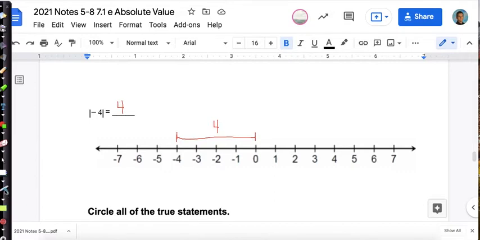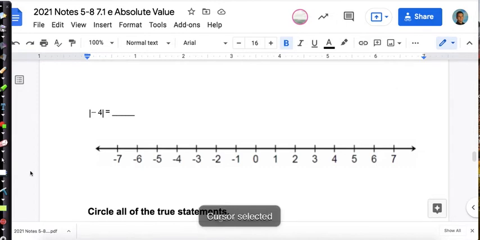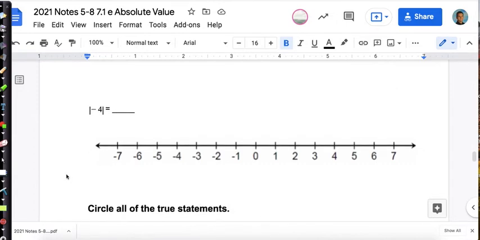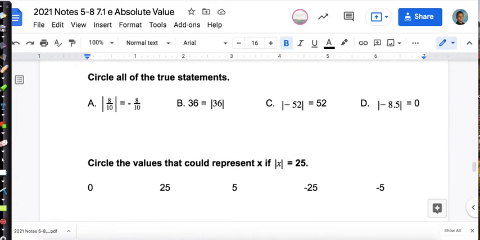Okay, now we're going to look at another example of circle all the true statements, just like we did yesterday. So the first one says absolute value of 8/10 is -8/10. That is not true. This one's reversed, so I got to look here. The absolute value of 36 is 36, so I would circle that one. The absolute value of -52 is +52, so I'm going to circle this one. And the absolute value of -8.5 is 8.5, so this one is not correct. So you should have circled B and C.